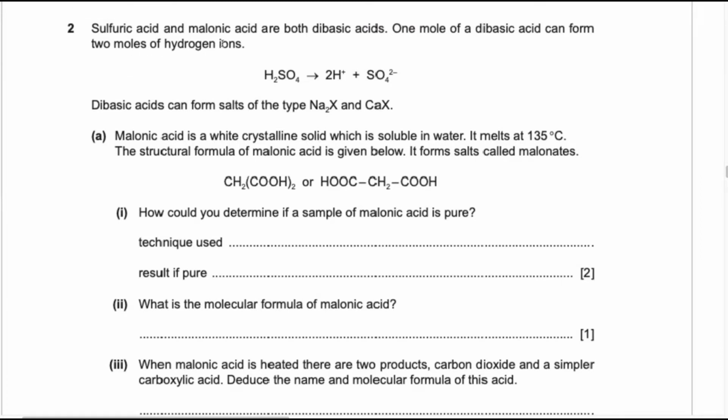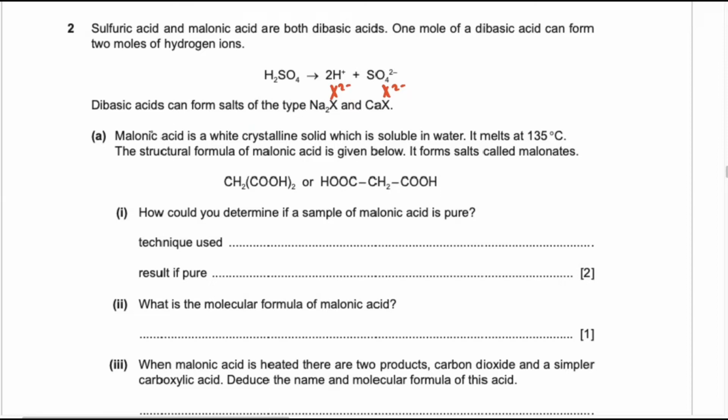Sulfuric acid and malonic acid are both dibasic acids. A dibasic acid is one where one molecule of acid has 2 hydrogen ions that can dissolve in water, so form 2H plus. 1 mole of a dibasic acid can form 2 moles of hydrogen ions. So that explained to you. Then I give an equation to make it clear. Dibasic acids can form salts of the type Na2X and calcium X. So the X here has a charge of 2 minus, as you can imagine. So this is X2 minus.